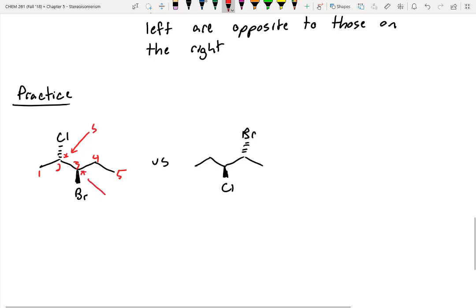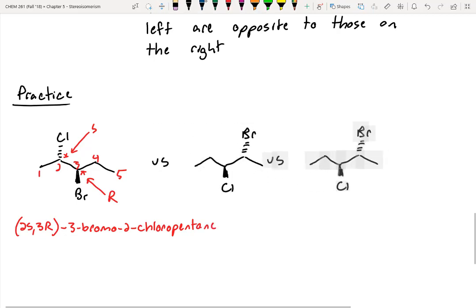We've got a stereocenter on carbon 3. Would that be R or S? R. Okay, so let's name this. We always, for our prefix, designate our stereocenters. So we put 2S, comma, 3R. That designates our stereocenters. We put that in parentheses. And we'd say 3-bromo, 2-chloro, pentane. Now let's compare this to the second compound.